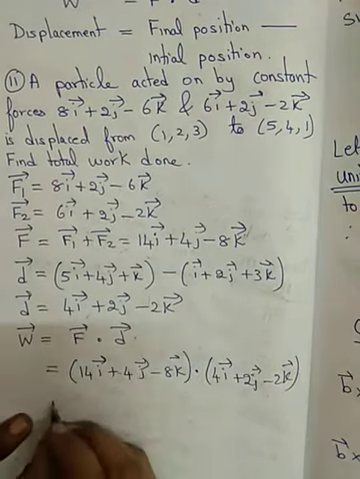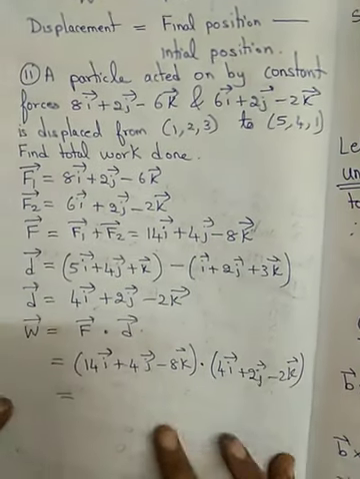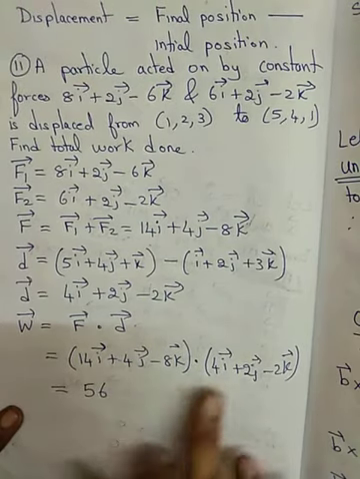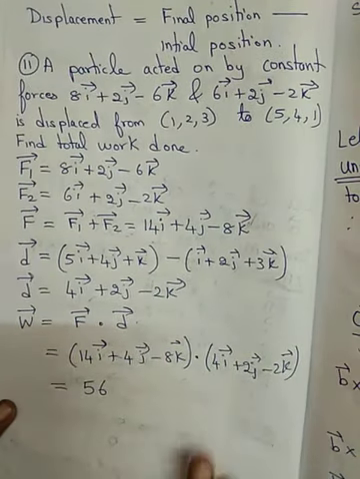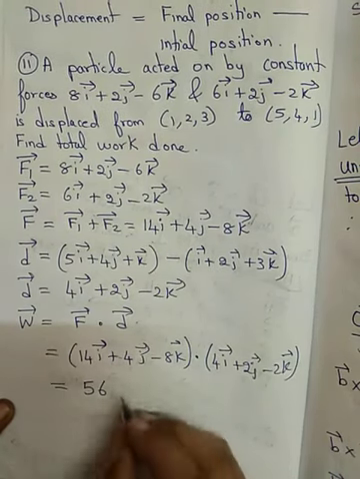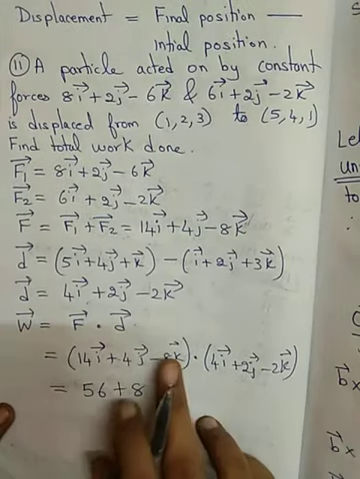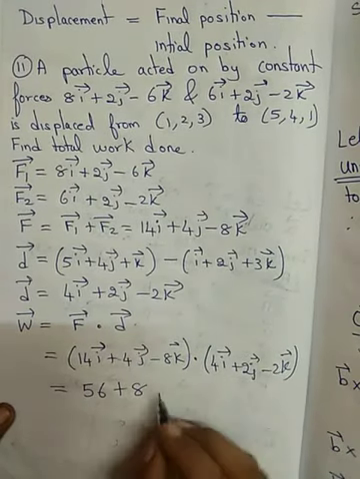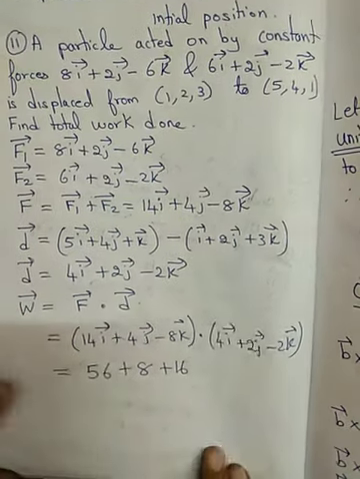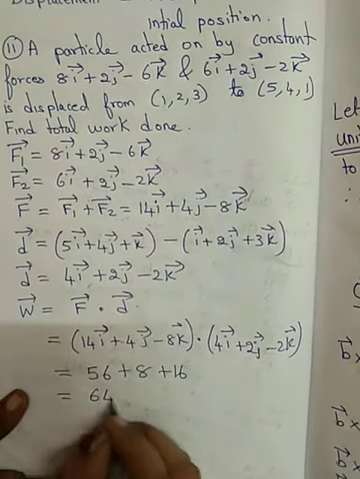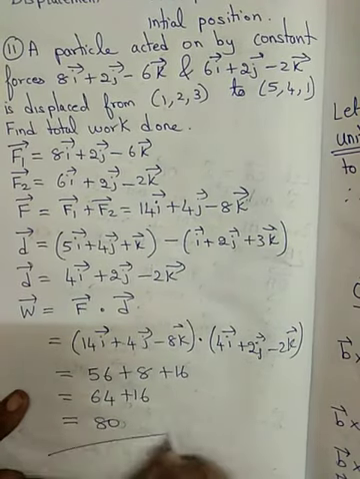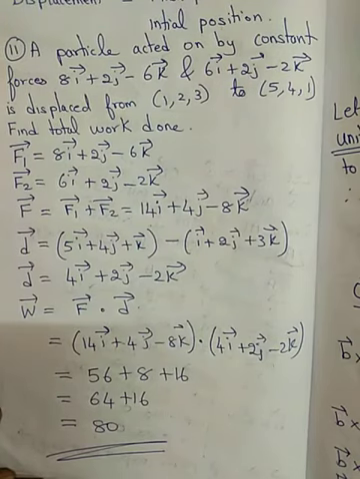When I do the dot product, 14 into 4, 14 fours are 56. Dot product means I component we should multiply with I component. Next, 4 twos are 8. Next, minus 8 into minus 2 we will have plus 16. So 56 plus 8 is 64, plus 16, our answer is 80. So the work done is 80 units.